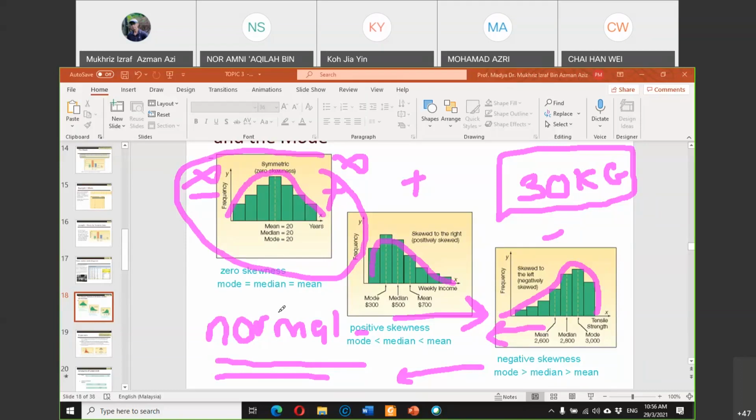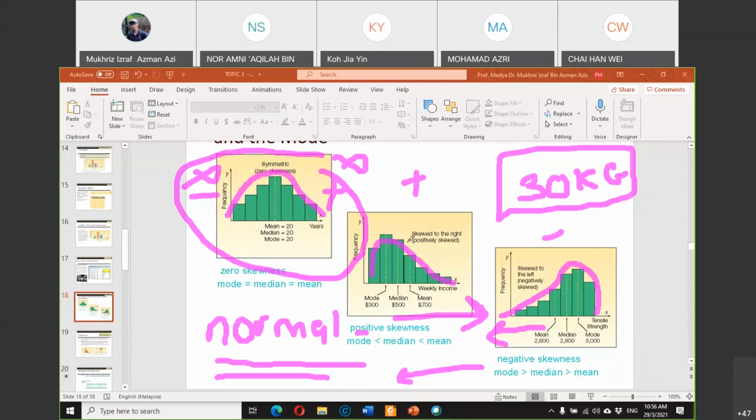Normal distribution is referring to a zero skewness distribution. It means that your mean, mode, and median are somewhere in the middle, located at the same value. So a zero skewness can also be called a normal distribution, because the shape is normal. There's no strange or extremely small or extremely large value in your distribution.